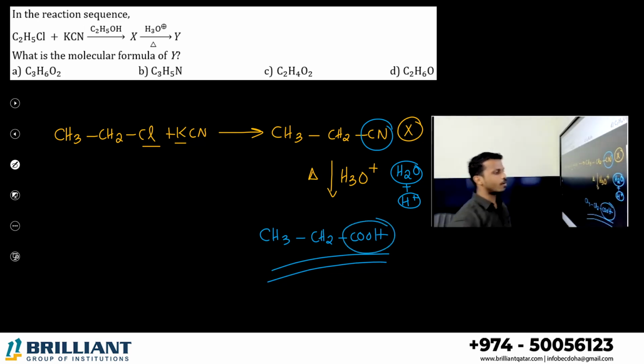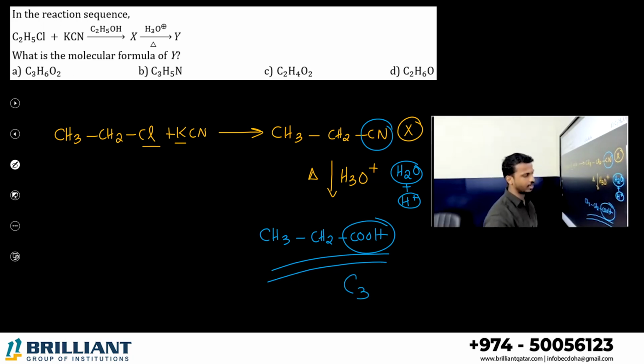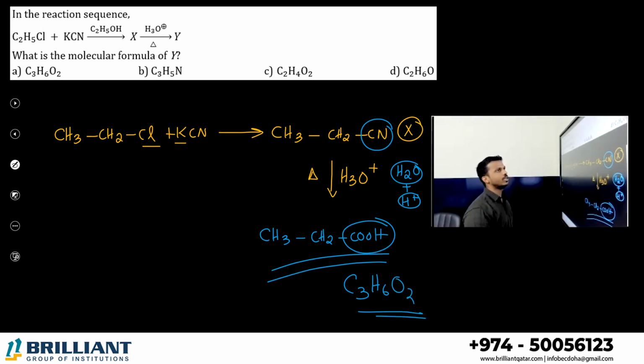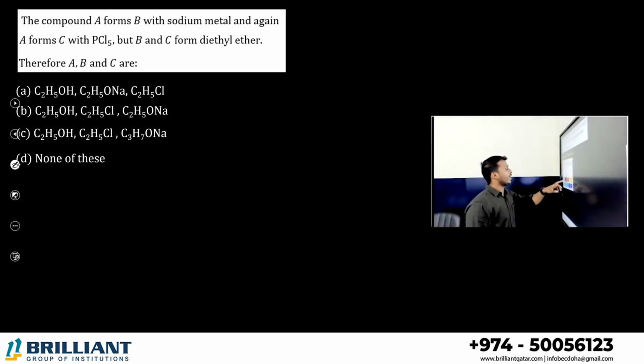What is the formula of this compound? There are a total of 3 carbons, C3. How many hydrogens? 3 plus 2 is 5, 5 plus 1 is 6, and O2. C3H6O2, C3H6O2. Option A is the correct one. Okay? Now, compound A, it's a very important question.